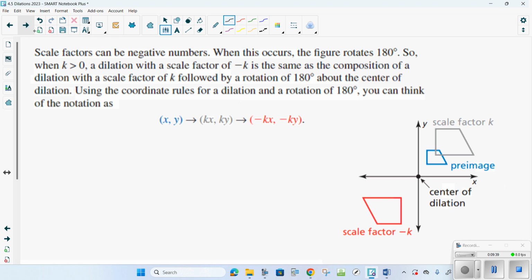Scale factors can be negative as well. Now, when you do a negative scale factor, you're actually doing not only the dilation, but a rotation of 180. So you can do a negative scale factor. You're just doing 2 things at the same time. Notice this. This would just be a normal scale factor, and then that would be a negative scale factor. So it's not only a dilation, it's then also a rotation of 180 degrees.